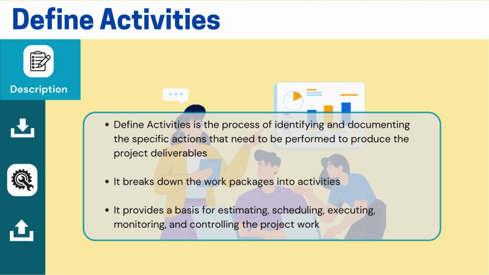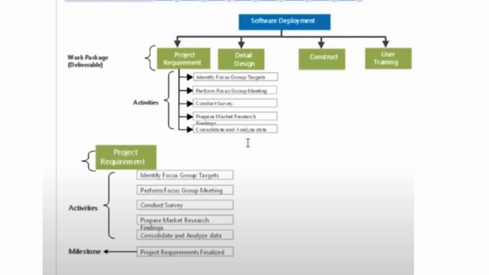Once I have a scope in place, I will refer to it and come up with some of the key deliverables of the project. I will break them down into smaller work packages, which will then be further broken down into activities. Each of these activities can then be estimated. So if it's the requirements phase, then requirements will be broken down into various smaller activities. I will certainly be able to share a quick example which will help us relate to it better.